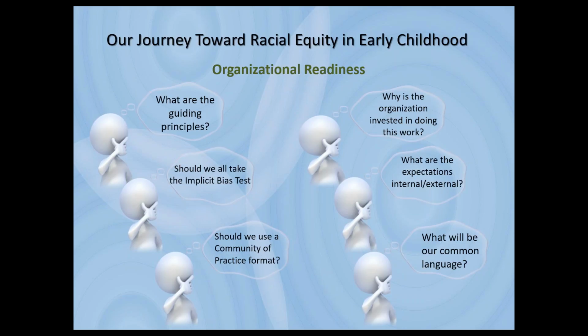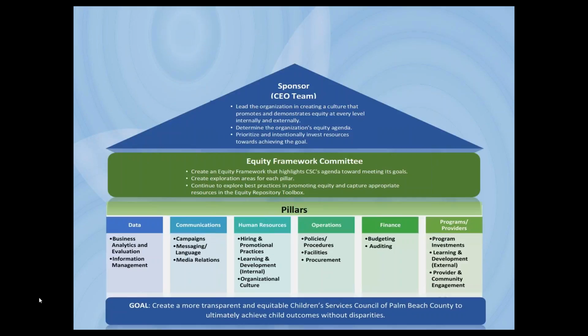Also, significantly ask ourselves the question, why is the organization invested in doing this work? What will the change process look like? Do we want to think about our organization's staff as a whole engage in some implicit bias tests? What are our guiding principles? And how do we create a platform for ongoing communication and feedback? Would we create and develop a community practice format to help move this agenda forward? Next slide.